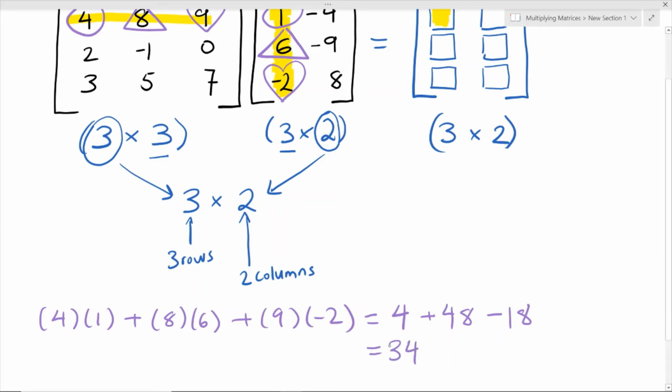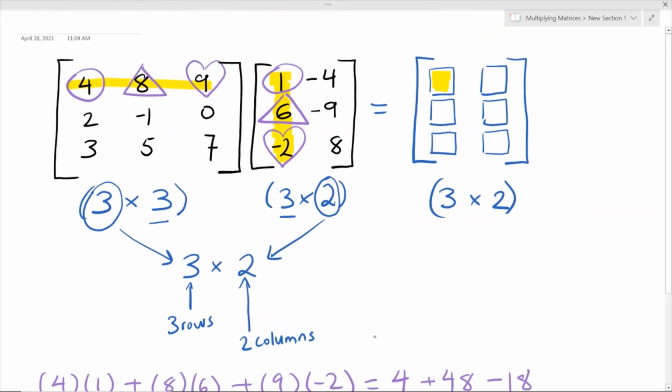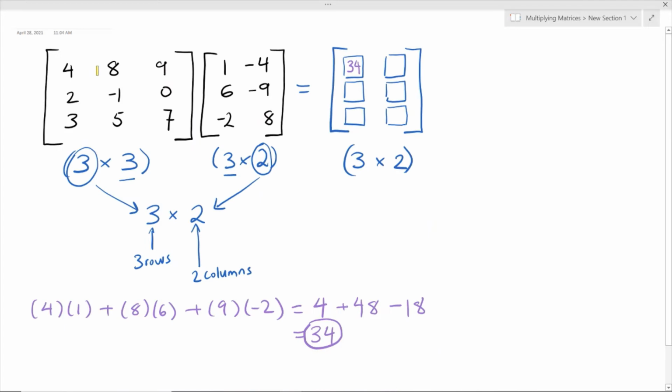And so there we have it. This is going to be our first entry into the product, so right here we will write 34. Now we want to find this entry right here. This is in the first row, second column.